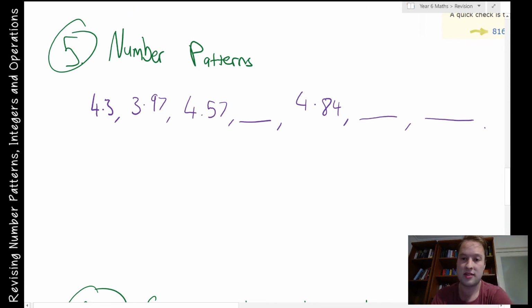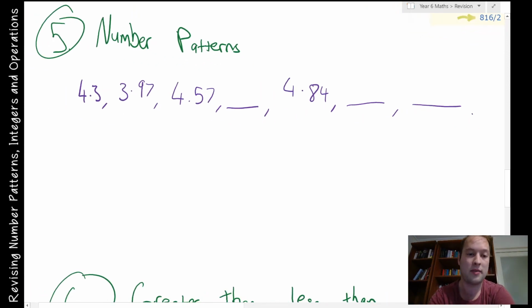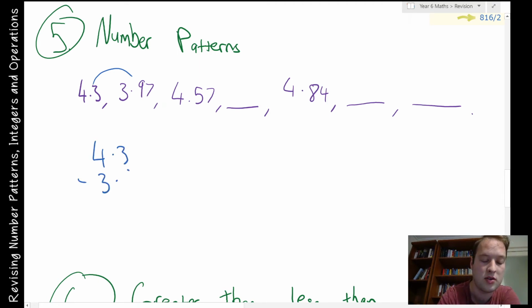Number patterns. So here we've got a number pattern. My trick here is I always like using little arrows. So I go, what's the difference between 4.3 and 3.97? The number's gone down, so I'm going to subtract. So I'm going to go 4.3, take away 3.97. I've got a missing digit here, so I'm going to add a 0 as what we call a placeholder.